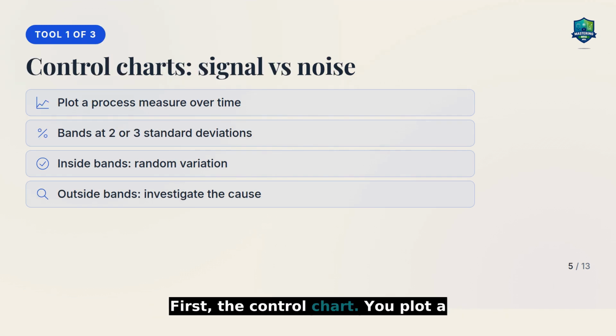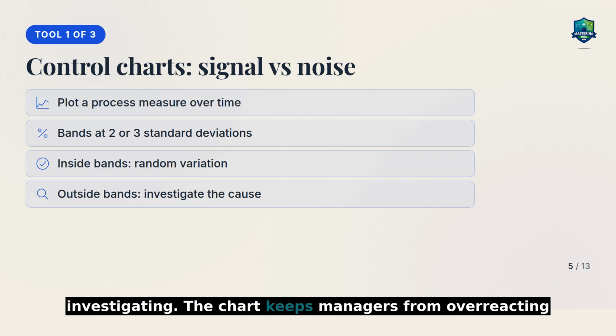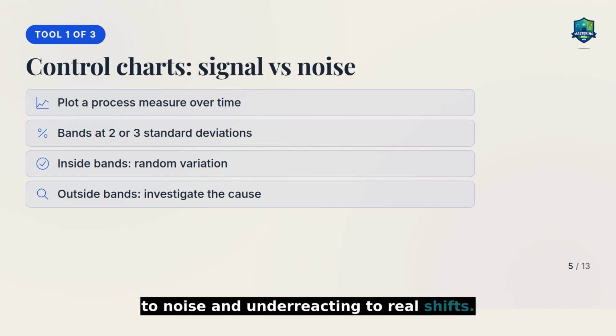First, the control chart. You plot a process measure over time, say the defect rate on a production line, and draw bands at plus or minus 2 or 3 standard deviations from the mean. Points inside the bands are probably random noise. Leave the process alone. A point outside the bands or a drifting trend is a signal worth investigating. The chart keeps managers from overreacting to noise and underreacting to real shifts.